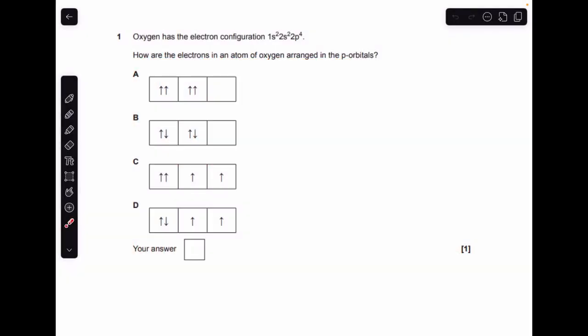Okay, so the first question, we've got the 2p4 configuration for oxygen. Remember, when we put the electrons into the subshells, we have to half fill before pairing up. So the one that fits that is D, because this pair here have to be in opposite spin directions. So C was wrong because they're both pointing up. So D was the answer for that one.